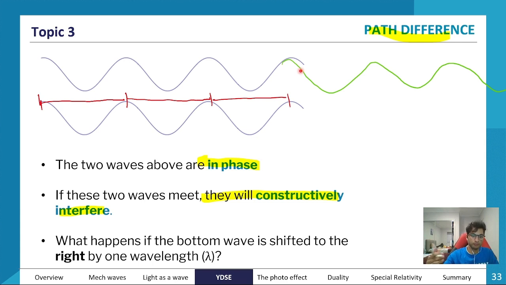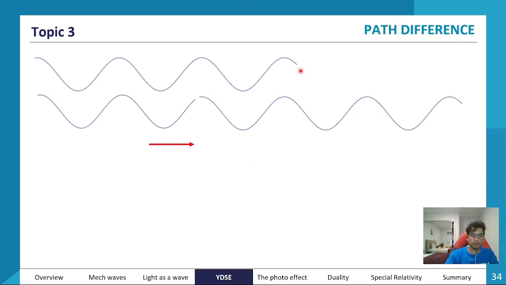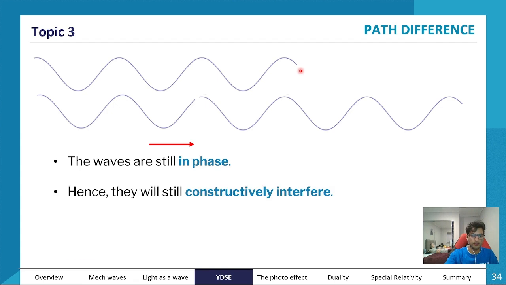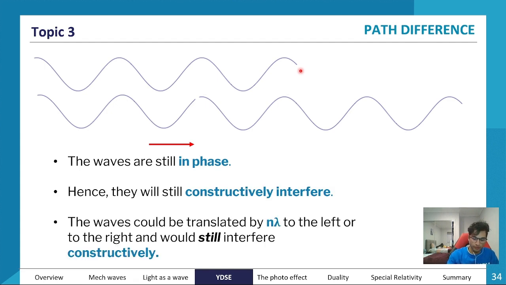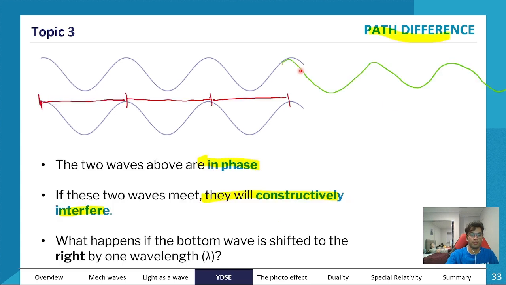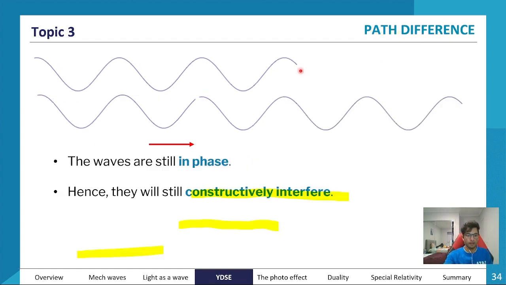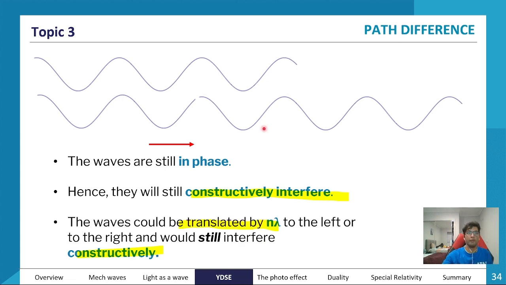They're traveling together. And so what we say is that if you have two waves and they have been translated by n wavelengths, where n is a whole number, they are still going to constructively interfere. Because again, we showed this before. When we moved the wave by one wavelength, and by another wavelength and another wavelength, it's still constructively interfering. So if we move the wave by a whole wavelength, it's still going to constructively interfere.